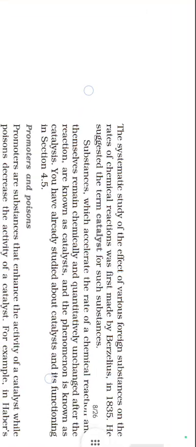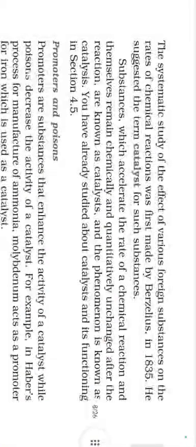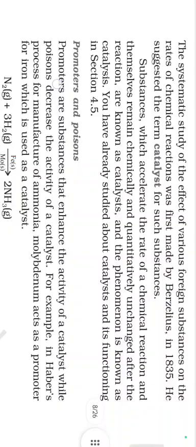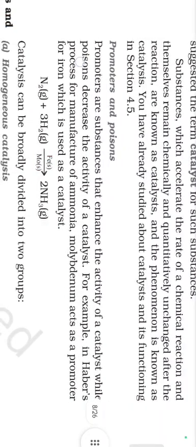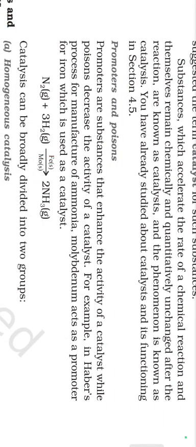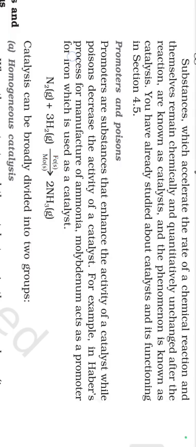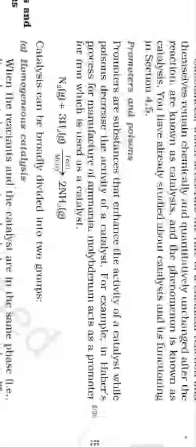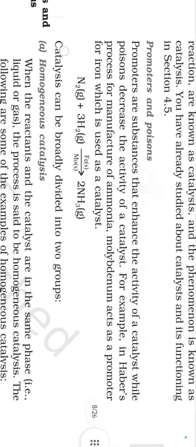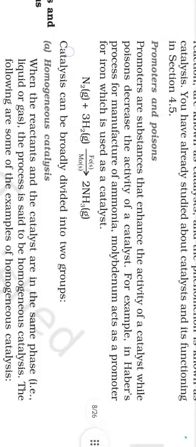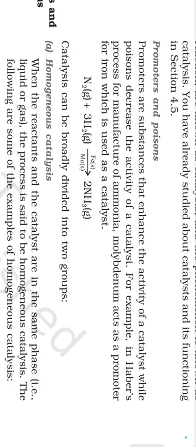The systematic study of the effect of various foreign substances on the rates of chemical reactions was first made by Berzelius in 1835. He suggested the term catalyst for such substances. Substances which accelerate the rate of a chemical reaction and themselves remain chemically and quantitatively unchanged after the reaction are known as catalysts, and the phenomenon is known as catalysis. You have already studied about catalysts and their functioning in section 4.5.